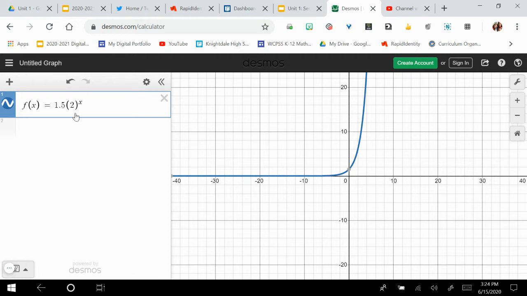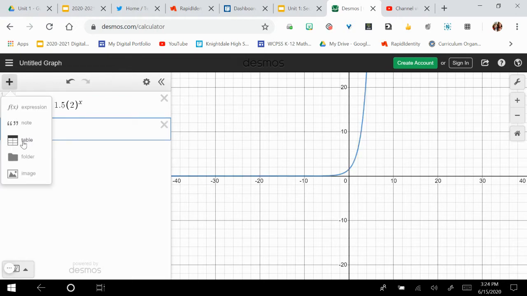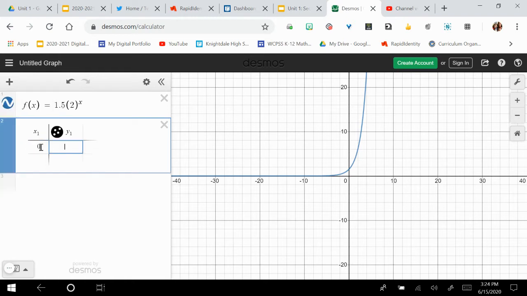All right, now let's make sure our values from the problem match up to our graph to make sure we did it right. Remember, we're going to do a table, so plus and then table. We're going to do 0, 1.5.